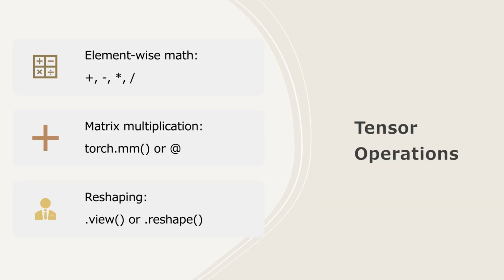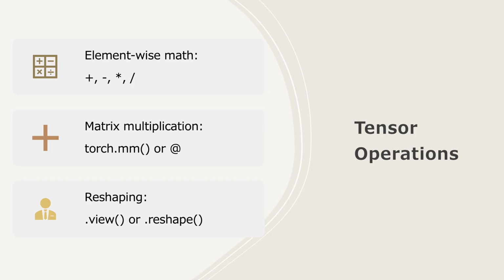In PyTorch, we perform most of our mathematical work through tensor operations. These operations are both expressive and efficient, letting you write simple Python code while PyTorch handles the heavy computation underneath. The first category is element-wise math. This means performing arithmetic on each element individually. You can add, subtract, multiply, or divide tensors using regular Python symbols: plus, minus, star, and forward slash. PyTorch automatically matches shapes when possible and applies the operation element by element.